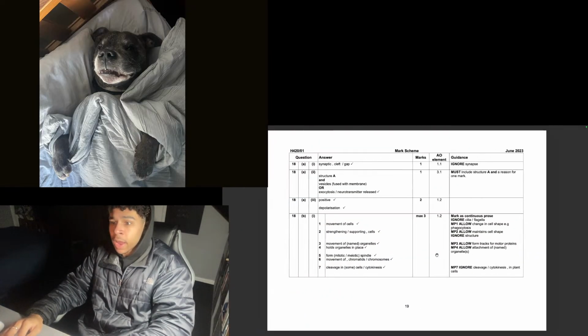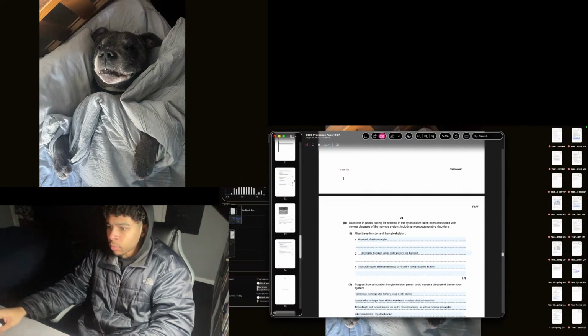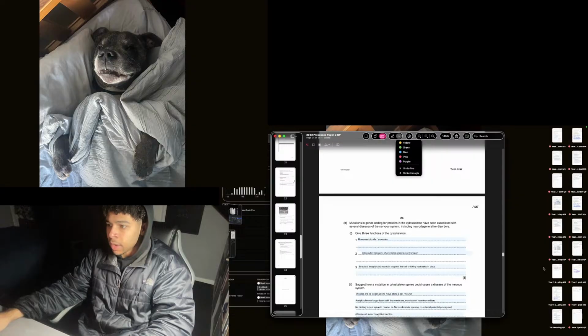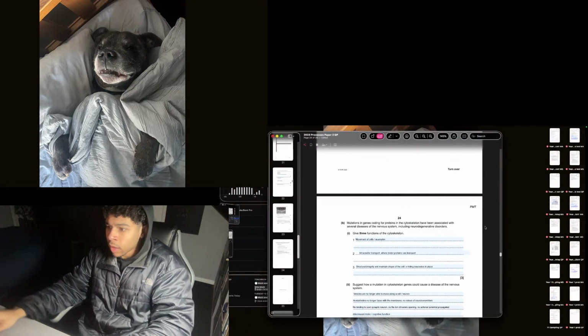Okay, so I got movement of cell. Literally bang on. What the hell? Strengthening / supporting cells. Movement of named organelles. Allow track for motor proteins. So literally got that right. I wrote holds nucleus in place.